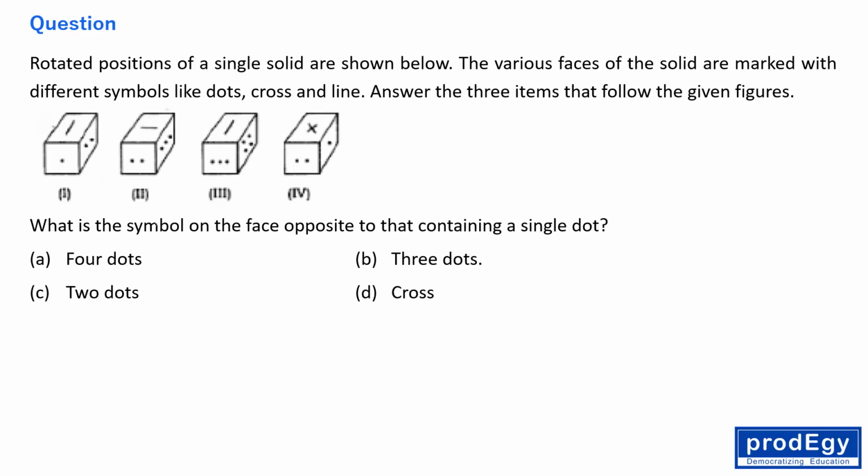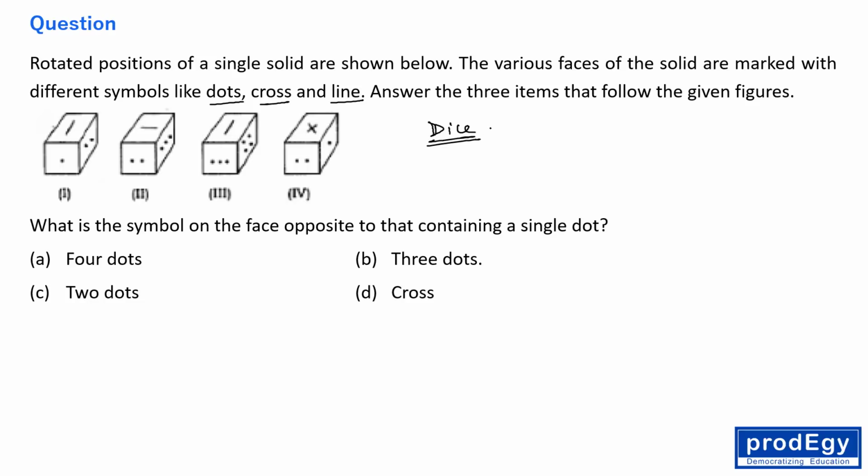So the question says, rotated positions of a single solid are given below. The various faces of the solid are marked with different symbols like dots, cross and line. Answer the 3 items that follow the given figures. This question contains 3 questions, so it means in the next slide, we are getting the same question again. And everyone, this is a kind of dice.